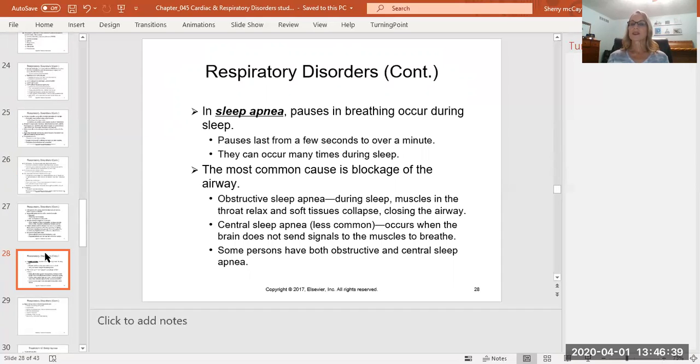So obstructive sleep apnea is when, during sleep, the muscles in the throat relax and soft tissues collapse, closing the airway down. So they're laying flat on their back, the soft tissues start to collapse and they have periods of not breathing, okay? There's also central sleep apnea, which is less common. This occurs when the brain does not send signals to the muscles to breathe. Some persons have both obstructive and central sleep apnea.